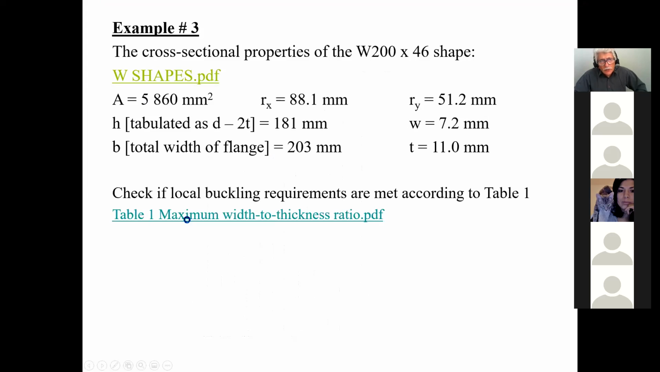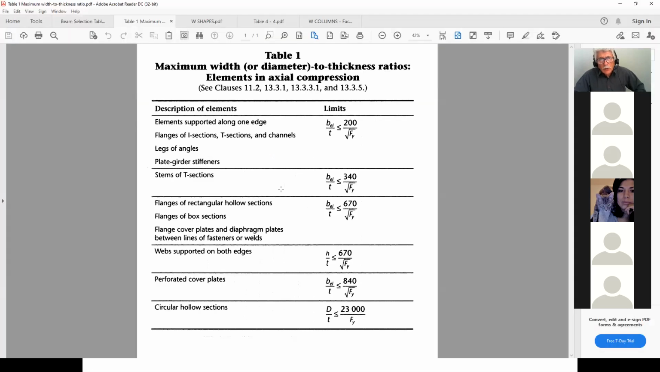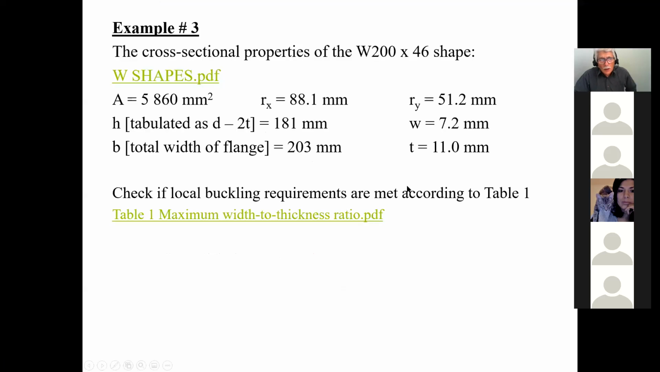Again, we'll go back to this table just so that you understand what we're doing. This is for the flange and this is for the web. So the flange is based on this ratio here. And of course, you take half the flange width, B, to get your BEL. And here, this is for the web, because the web is supported on both sides. So that's where you get the two ratios, the two criteria that have to be met.